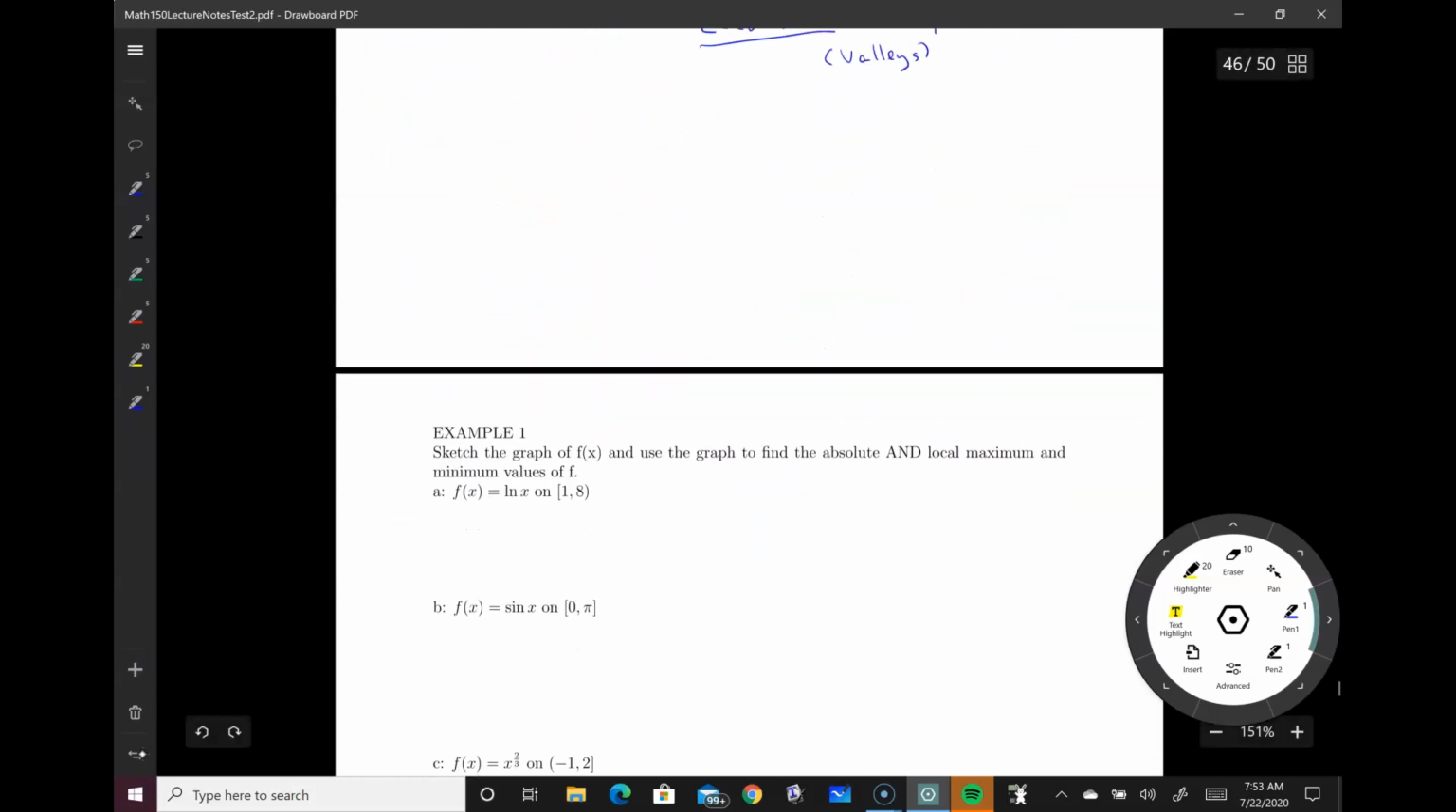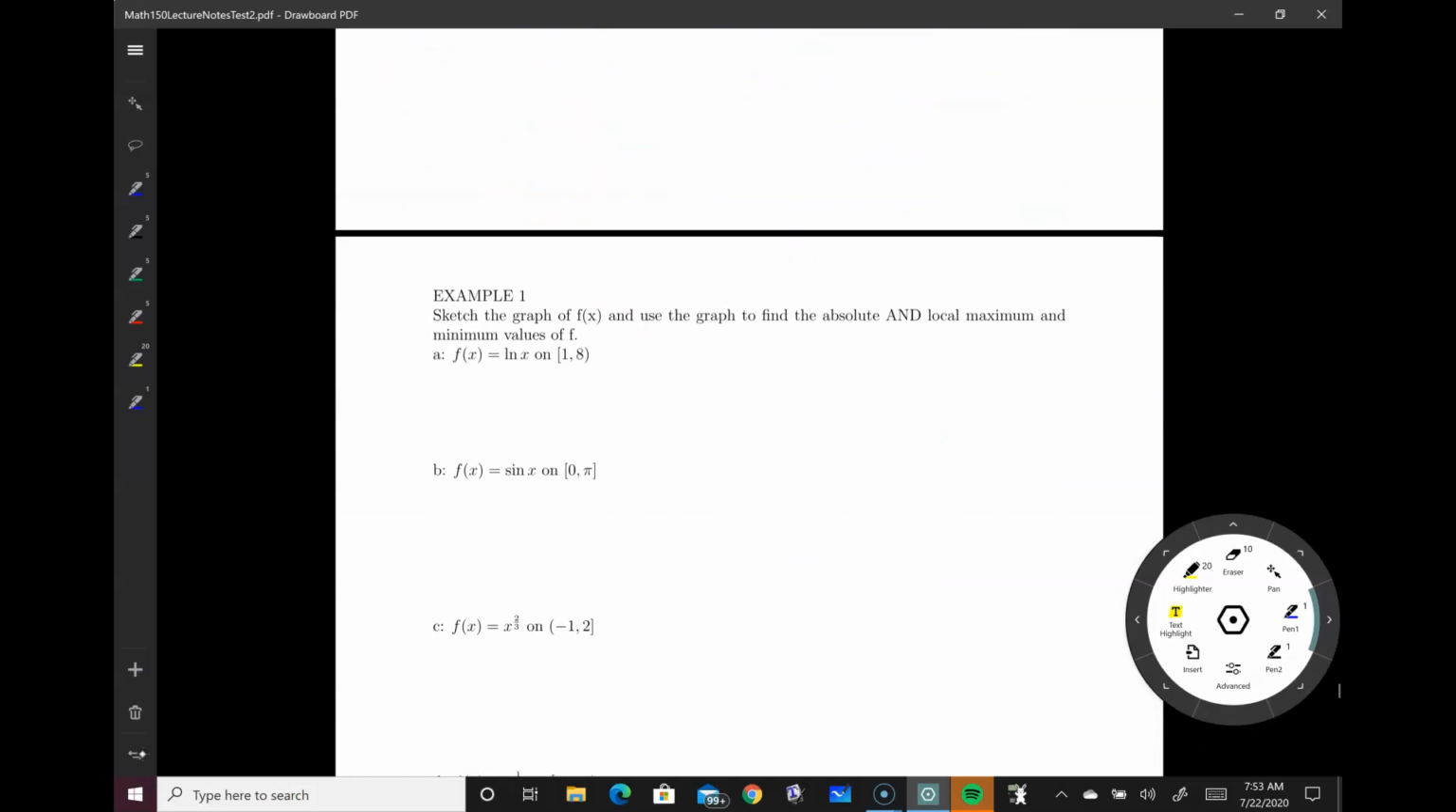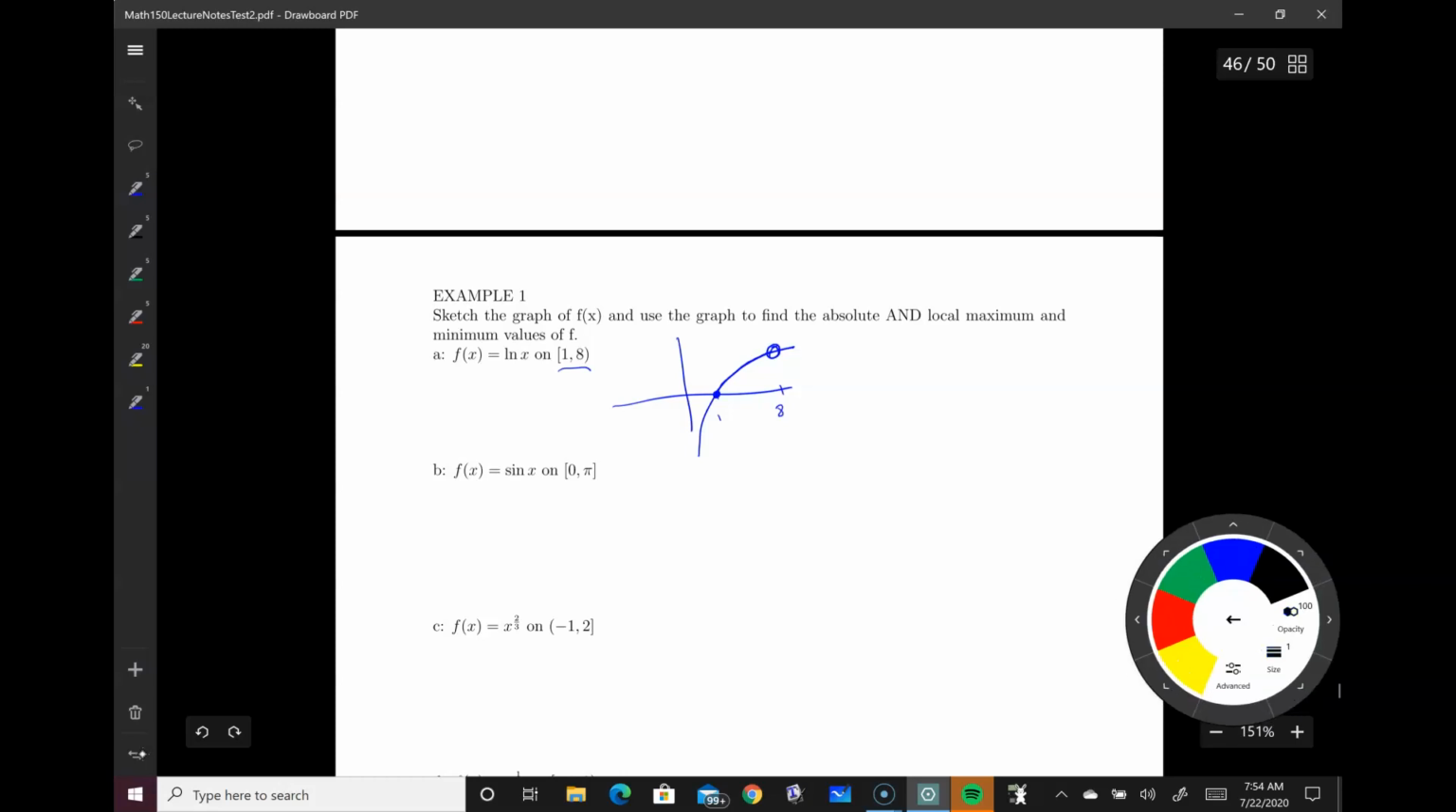All right, so now I want you to look at the graphs of these different functions on different intervals. You know what the graph of y equals ln of x looks like. Here's 1, and 8 would be out here. So I'm including 1, but not including 8, right? If I get a different color pen going here, this is the part of the graph that I'm looking at right here.